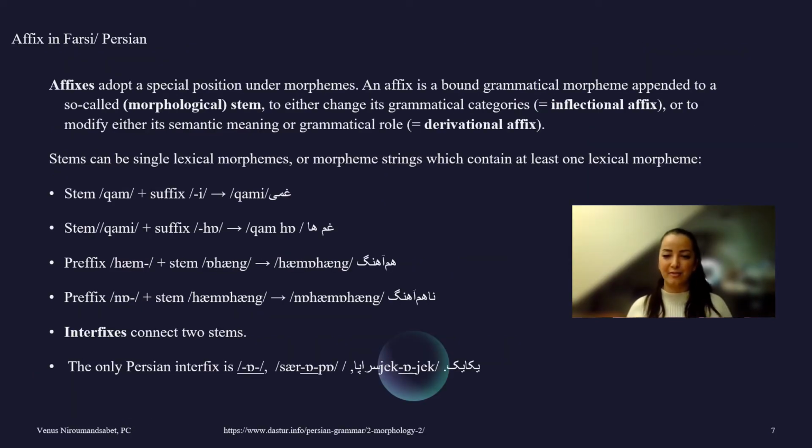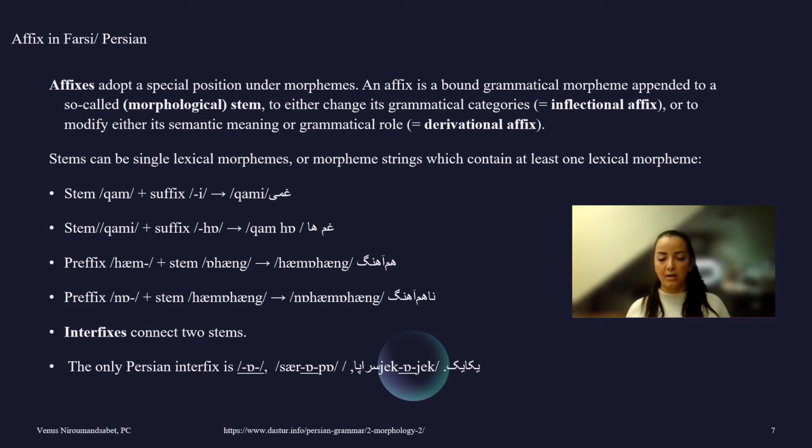Continuing on affixes in Farsi or Persian, we have the stem gham plus suffix i, which is going to be ghami, meaning sadness. And then we have the stem gham plus suffix ha, which makes it plural, meaning sads or sadnesses, gham ha. Prefix ham means similar to. Add it to the stem ahang and it becomes hamahang, meaning balance. Everything that is hamahang is in balance.